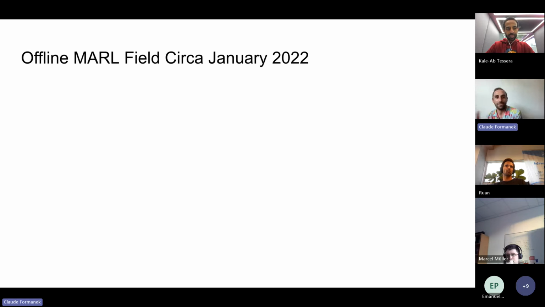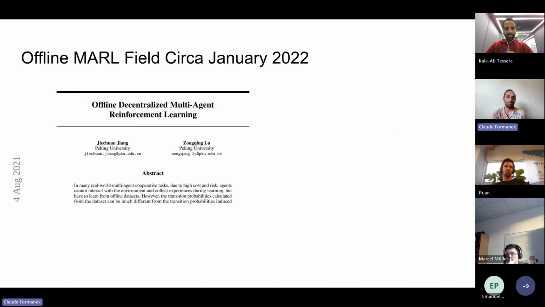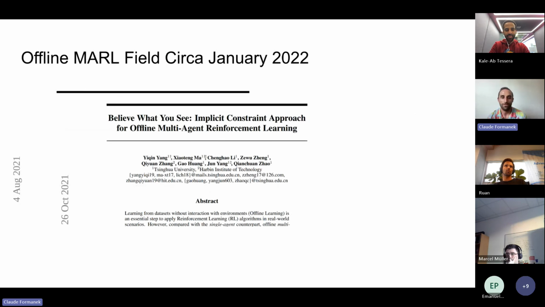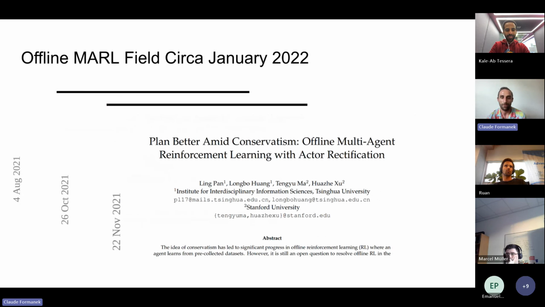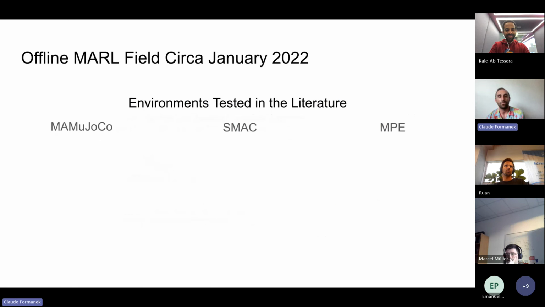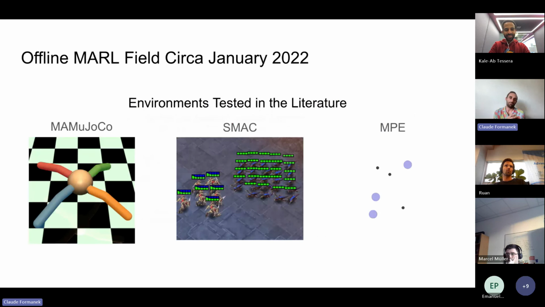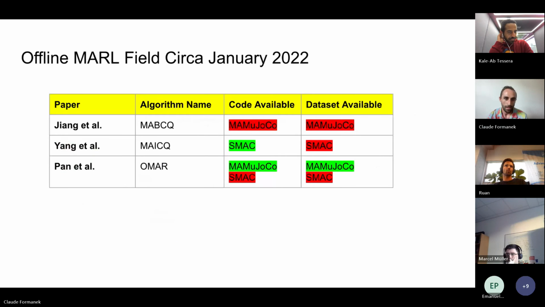So the field of offline MARL circa January 2022 when we started literally had, in deep offline MARL, 3 papers. That was them. These papers basically only used a couple of MuJoCo environments for their continuous action space experiments, a couple of SMAC environments, and then one of them used some MPE environments.